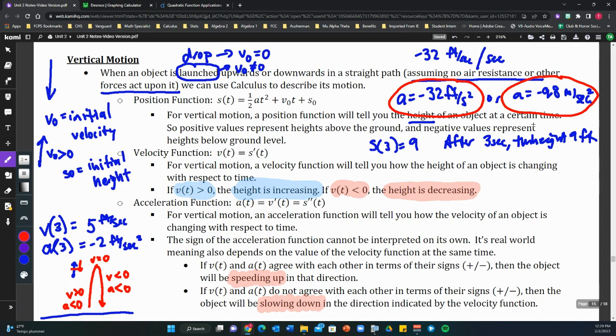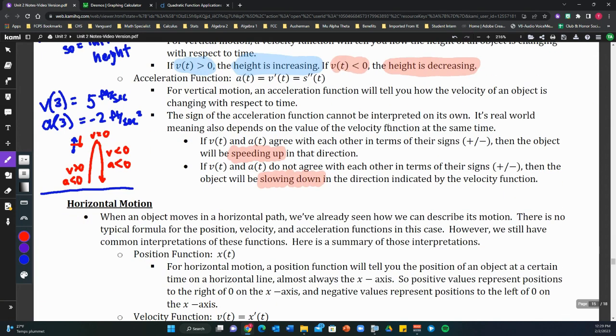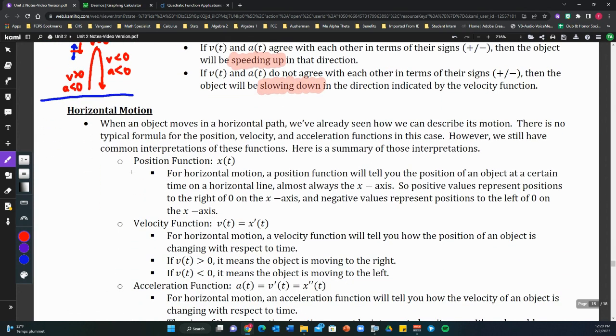And because of those having a real world representation with gravity, the vertical motion problems always follow the same process, and a lot of the equations look very similar to one another. But as far as horizontal motion goes, we're not taking into account gravity because that's a vertical concept. So when an object moves in a horizontal path, we've already seen how we can describe its motion through the vertical stuff, but there's not going to be a typical formula for the position, velocity, acceleration functions when we talk about horizontal motion.